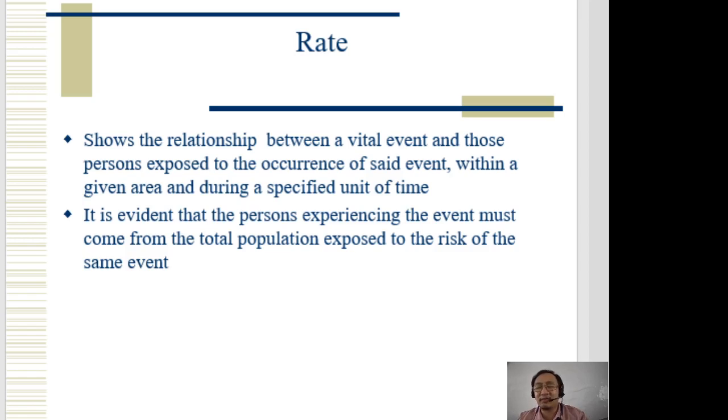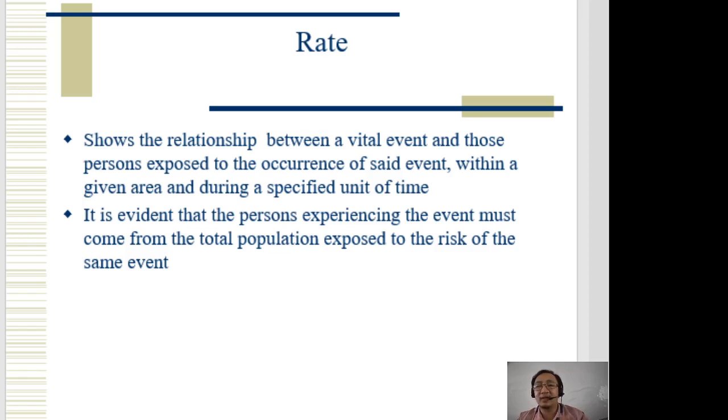What are the different vital events? As I mentioned earlier, vital events usually refer to births, deaths, diseases or illnesses, or even change of locality, change of place, all of which affect the statistics, the population of a certain community. Rate also makes evident that the persons experiencing the event must come from the total population exposed to the risk of the same event.